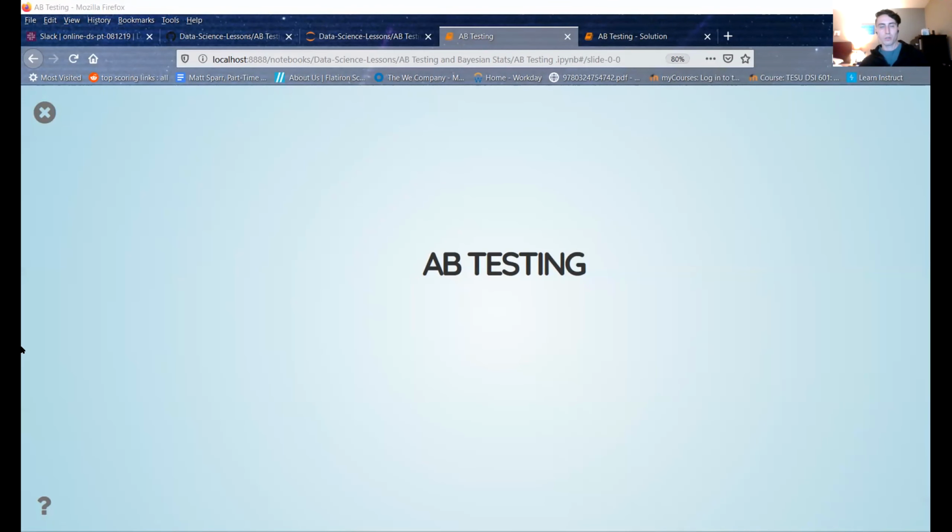All right, so tonight we're kind of combining two sections. In the first half, we're going to talk about A/B testing, and in the second half, we're going to talk about Bayes' theorem and Bayesian statistics. So to start off, A/B testing.